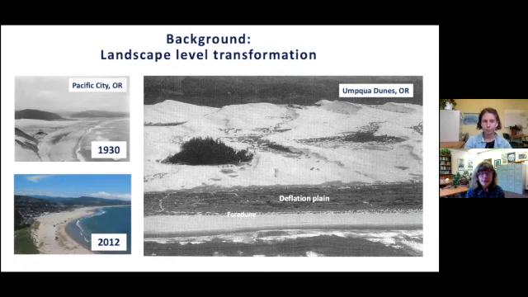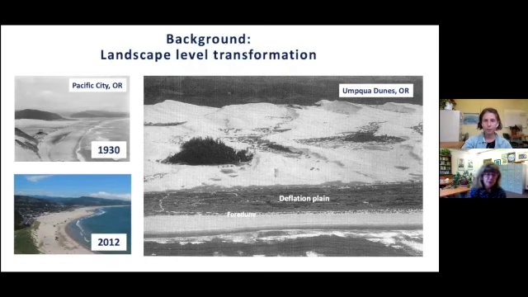These foredunes have really created this landscape level transformation of the coast. You can see a picture here on the left of Pacific City, Oregon in 1930, prior to the beachgrass introductions, and then a photo below in 2012 where you can see lots of green, lots of foredunes, and also a lot of development behind those foredunes.